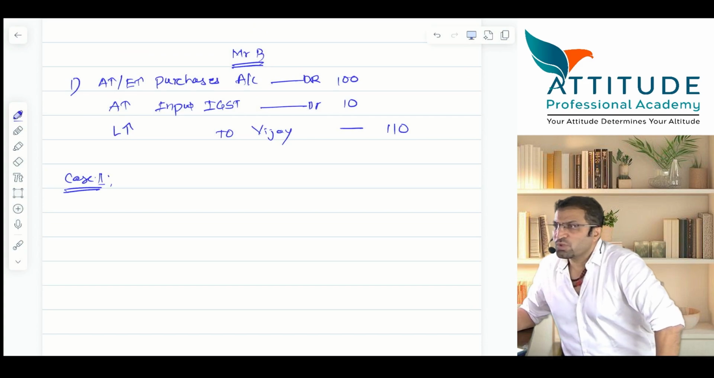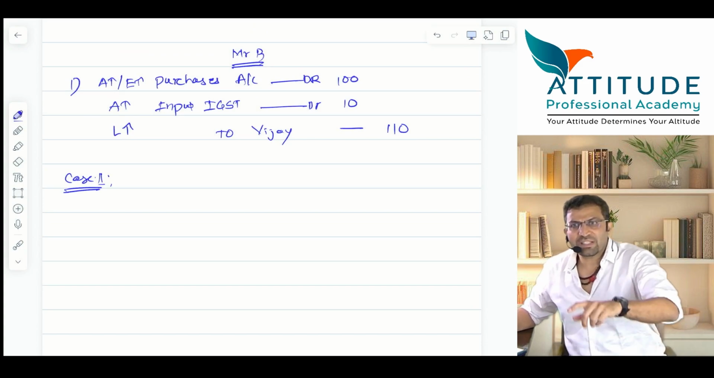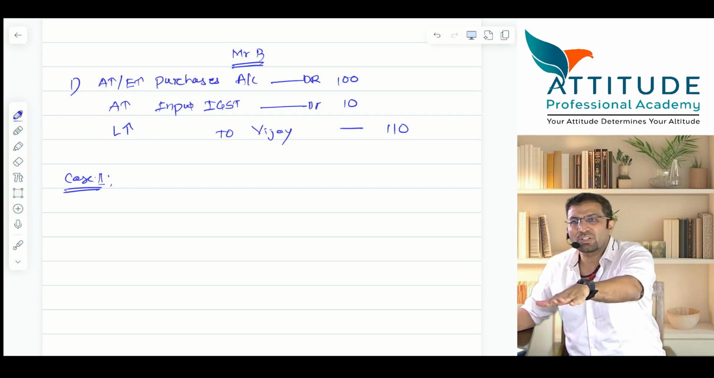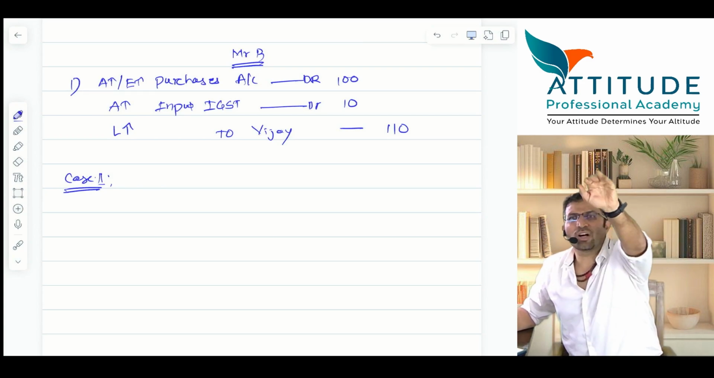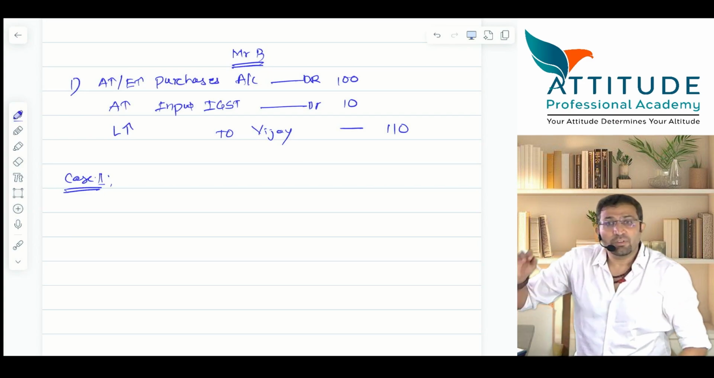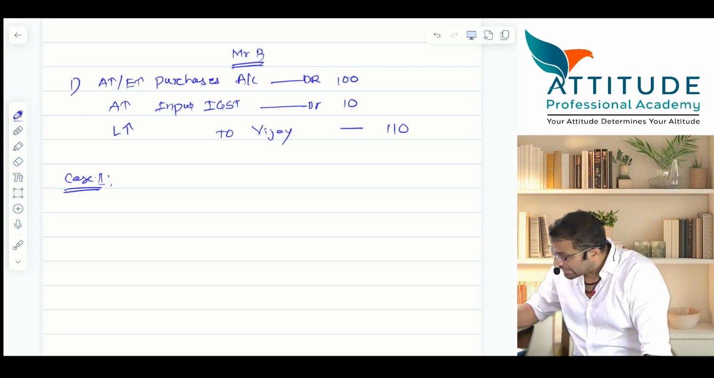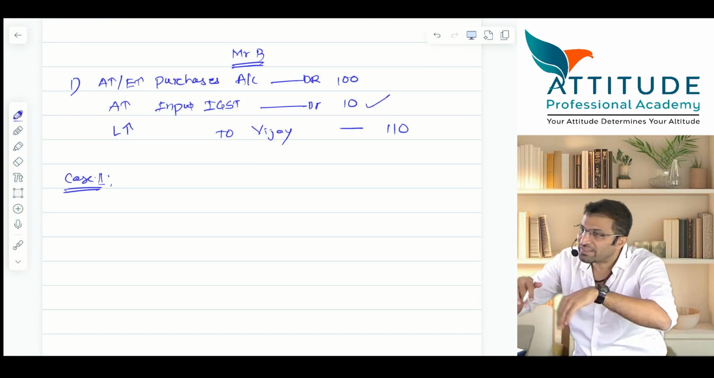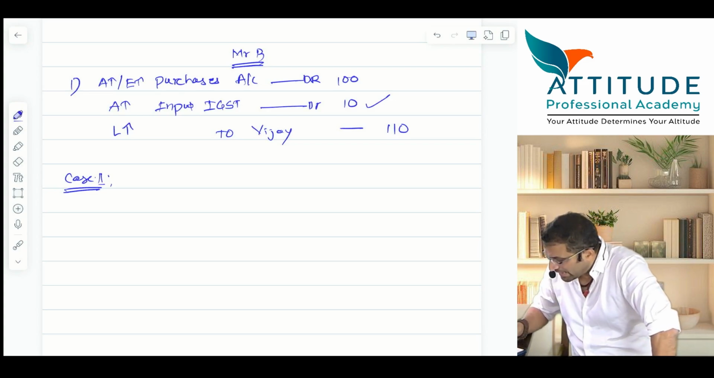Now case 1. You have received goods worth rupees how much? 100. You have purchased, no? Now let us say goods are not according to the description. You will do the purchase return. You are doing what return? When you do the purchase return, you have not sold it. Then this input GST has to be reversed. Now, whom are you returning? Vijay. Your liability has reduced.